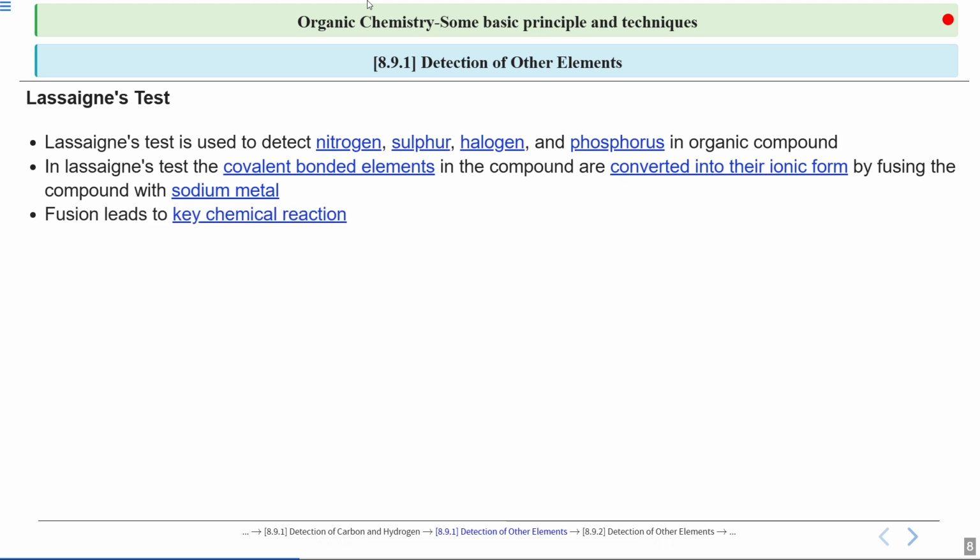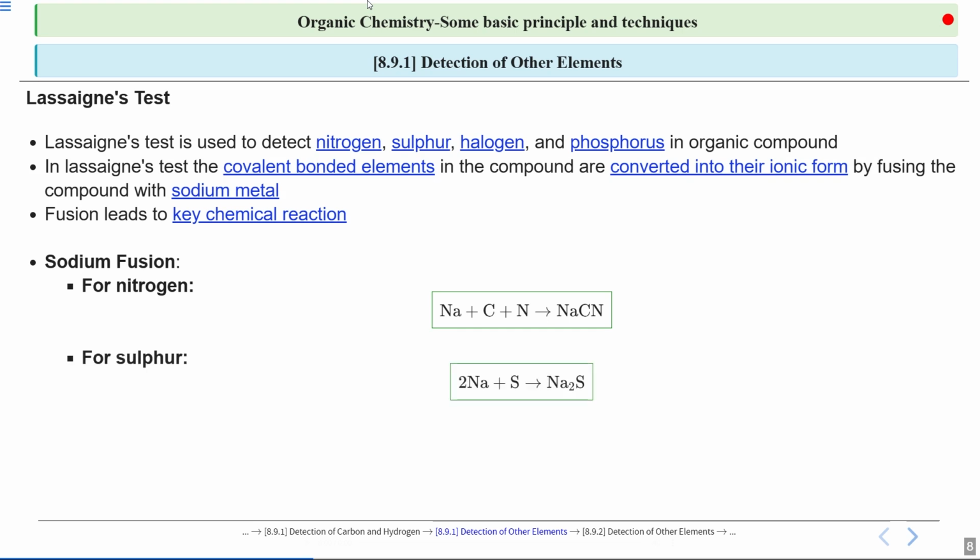Upon fusion, it leads to some key chemical reactions. Let us look at the sodium fusion reactions. If your detection is for nitrogen, the reaction involves sodium, carbon, and nitrogen forming sodium cyanide. This reaction is important because sodium cyanide is a detectable compound that indicates the presence of nitrogen. For sulfur, the reaction involves sodium and sulfur, which form sodium sulfide. This is significant because sodium sulfide is also a clear indicator of sulfur in the given compound.